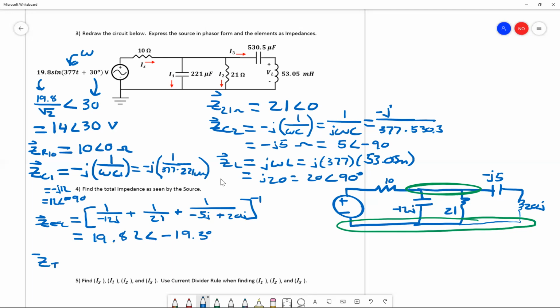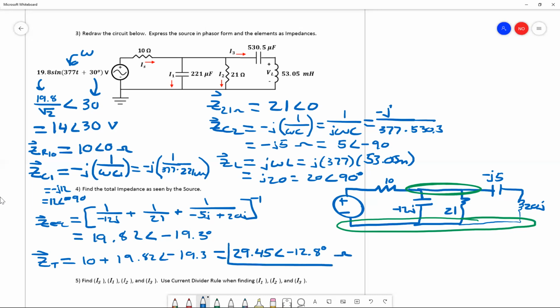series. So total impedance is 10 plus 19.82 angle negative 19.3, and we'll put that in the calculator. And we'll get 29.45 at an angle of negative 12.8 degrees. And that is in ohms. So here is our answer for number 4.